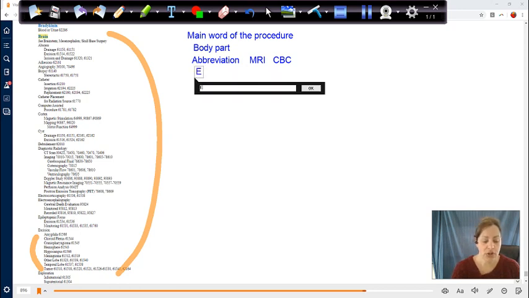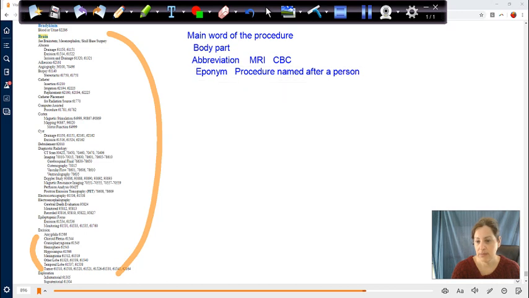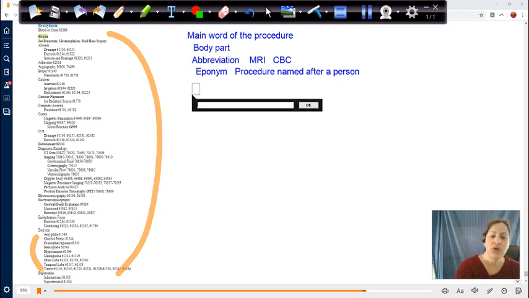We can also look up what's called an eponym, which is a procedure named usually after a person. So in Grey's Anatomy, they always do a Whipple. It's a pancreas procedure. It's probably named after a Dr. Whipple who created that procedure. But guess what? You look up the Whipple here in CPT, you'll find the code. Okay. The last word you can also look up is the medical term for the procedure.